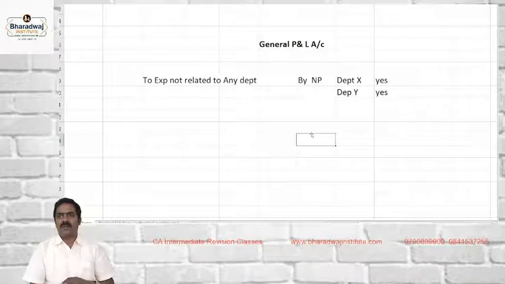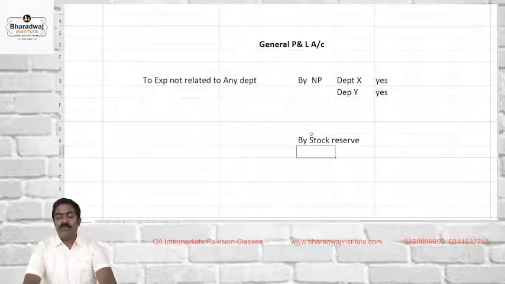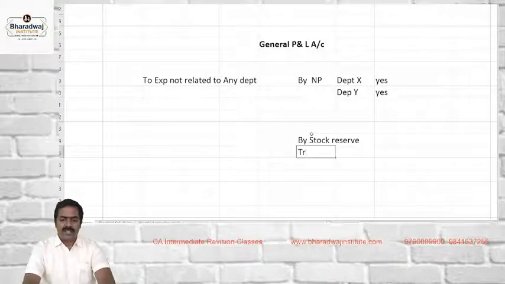Here also, opening stock appears on which side? Debit side of trading account. How to remove the stock reserve? By stock reserve. Will you remove it on the entire stock? No. You see the transferred goods?